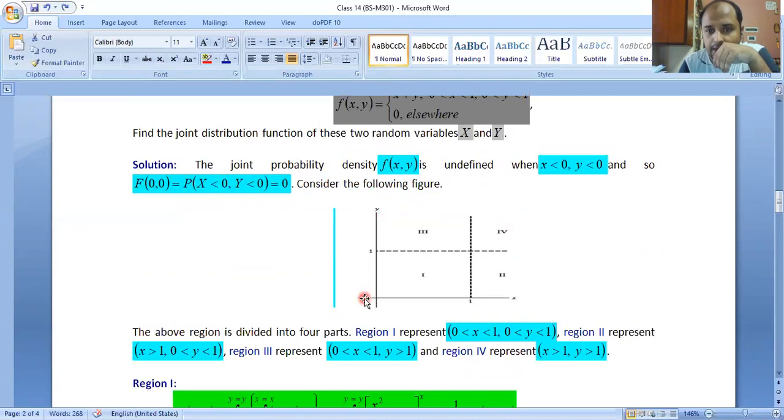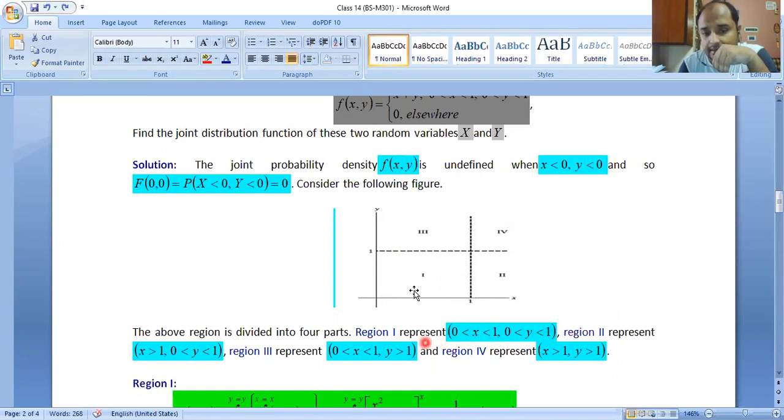Now I'm showing you 4 regions over here. What are these regions? What do they represent? The above region is divided into 4 parts. Since x is lying between 0 and 1 and y is lying between 0 and 1, the positive quadrant has been chosen. If x is lying between 0 and 1 and y is lying between 0 and 1, this is your region 1.